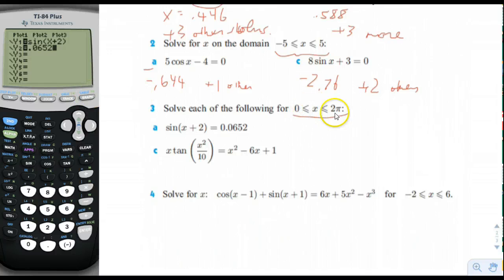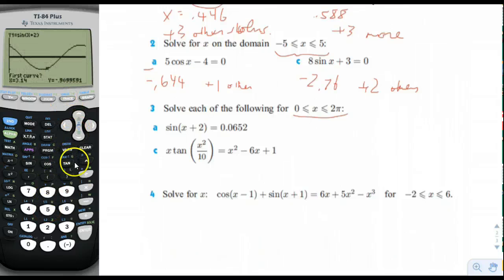Oh, and we want the domain 0 to 2 pi, so we're going to change our window from 0, and for 2 pi we could put 6.28, or we could put 2 times pi, graph. So there's our sine wave, and there's our line. So there's 2 solutions, right? So let's find this one here. We're going to go second, calc, intersect, number 5, and then the first curve is that one, yes. Second curve is that one, yes.